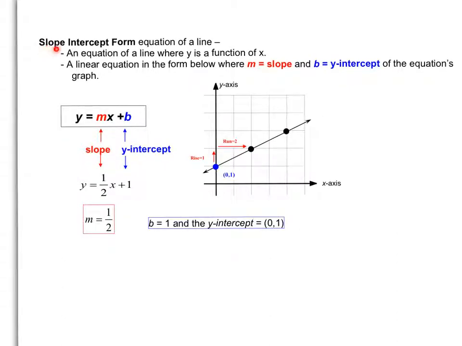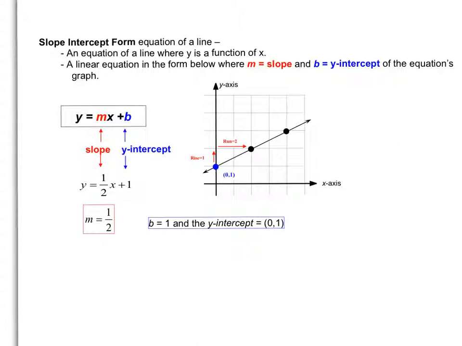All right, the slope-intercept form, write that down. The slope-intercept form equation of a line is an equation of a line where y is a function of x, which you've seen before, and it's a linear equation in the form below. So this is the form, y equals mx plus b, where m is your slope and b is the y-intercept. Y-intercept means that's where it crosses the y-axis.